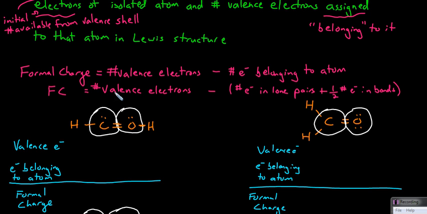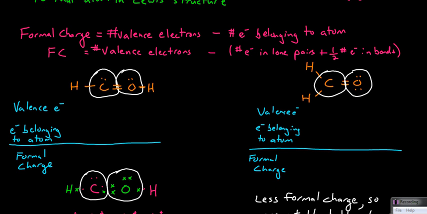Or it's the number of valence electrons minus the number of electrons in the lone pairs on that atom, and also half of the electrons in the bond. So, as an example, take a look at this carbon here. How many electrons are brought to the table for any carbon atom?